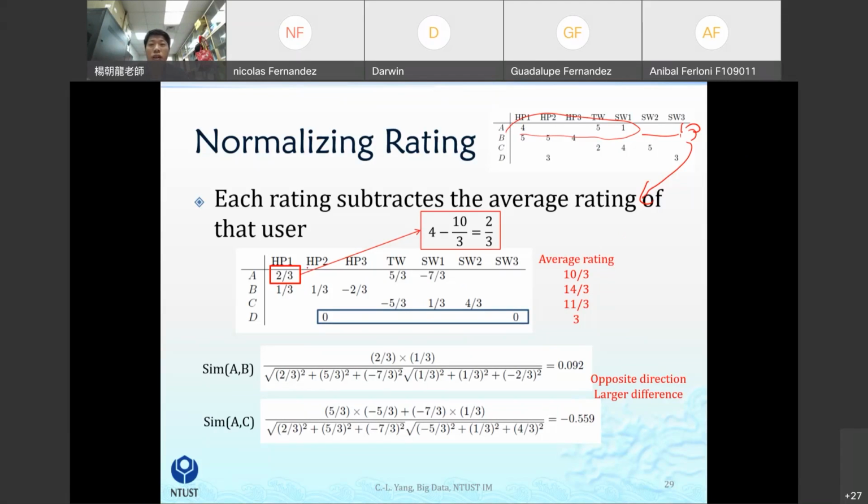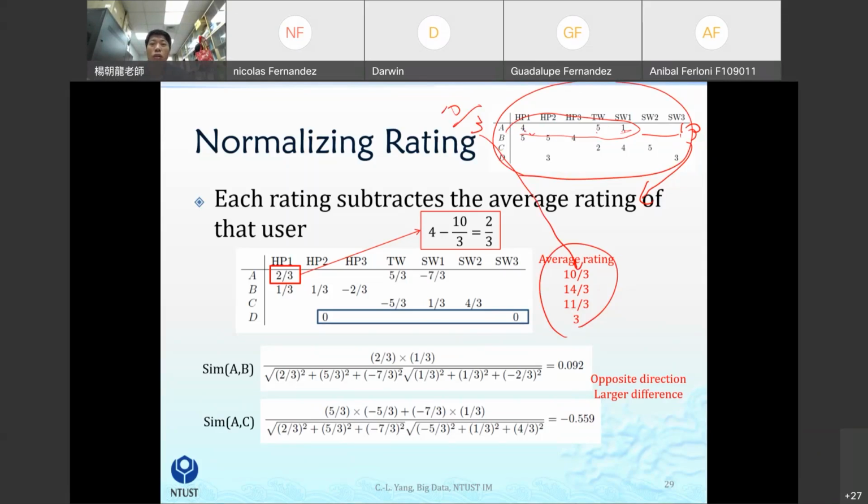So the average of this: it's 10 and there are 3, right? So the total score is 10 and there are only 1, 2, 3. So divide by 3, and that will give the average rating for this particular customer A. For A and B and C, we can all calculate the average rating. The only difference from directly using this part is that we consider the average rating.